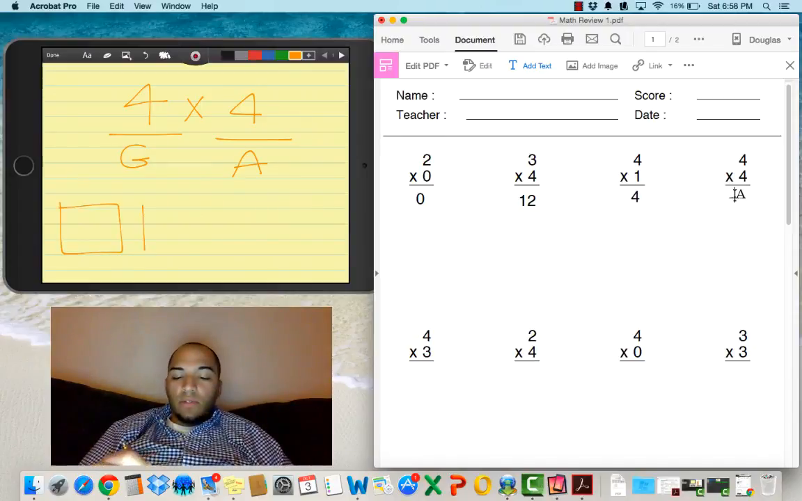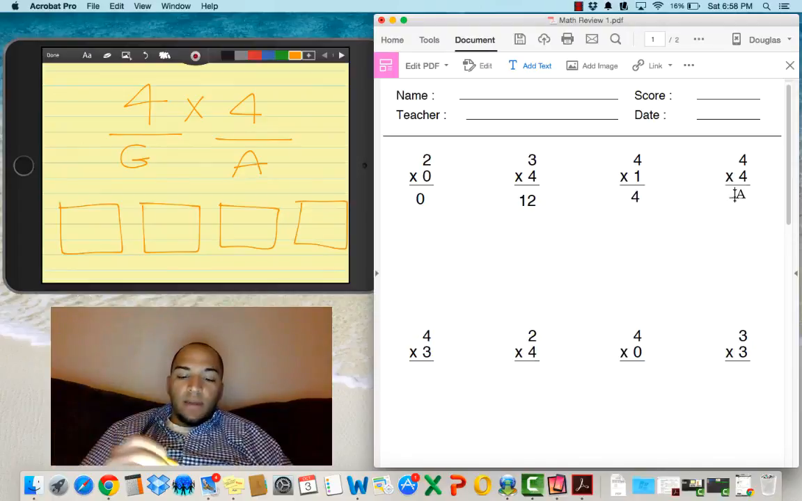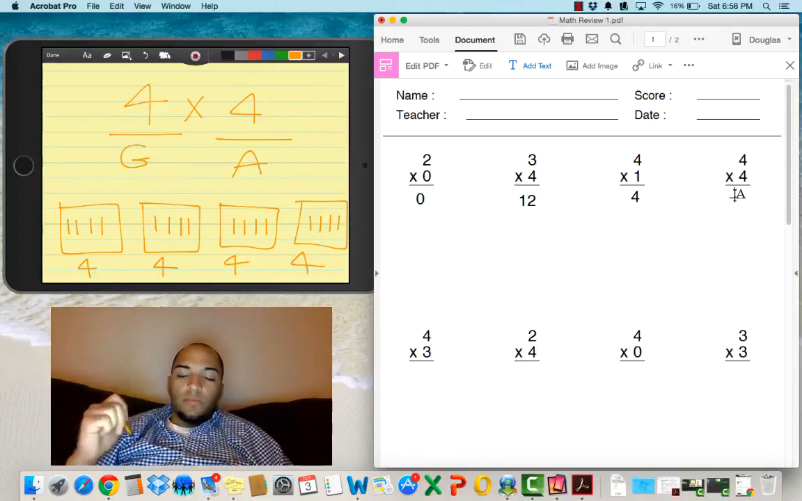Okay, so let's go ahead and draw 4 groups. Can everybody see that? 1, 2, 3, 4, 1, 2, 3, 4, 1, 2, 3, 4, 1, 2, 3, 4. So we have 4 in this group, 4 in this group, 4 in this group, and 4 in this group.